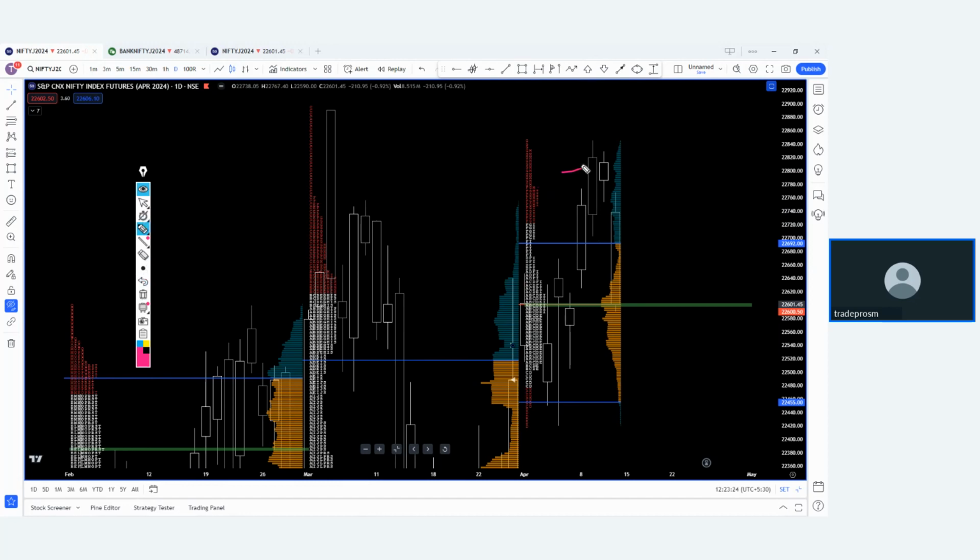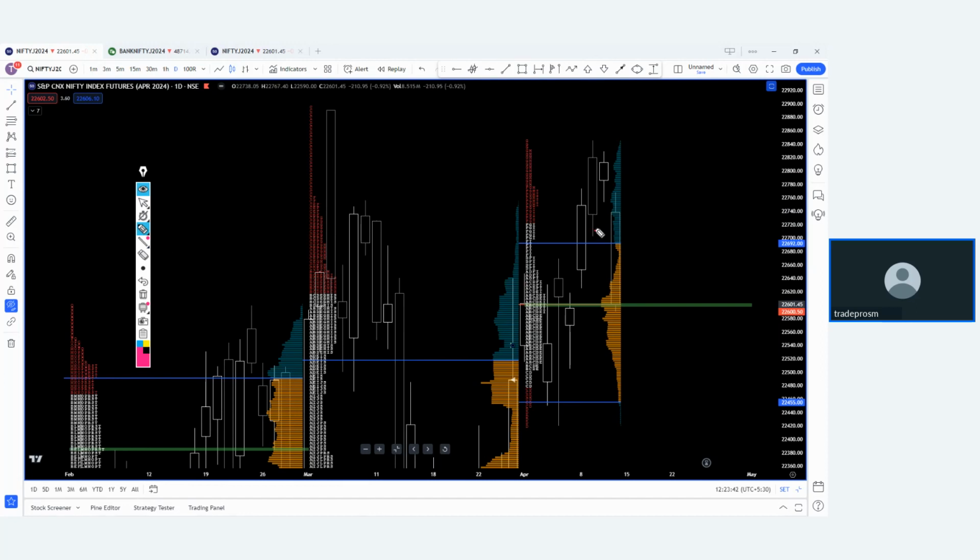So it's a kind of a sharp rejection that is happening from this tail zone. Now what happens? Rejection happened, fine. Now we should have some follow through on the downside to confirm that this rejection is good enough to push the price down. But what happened again?